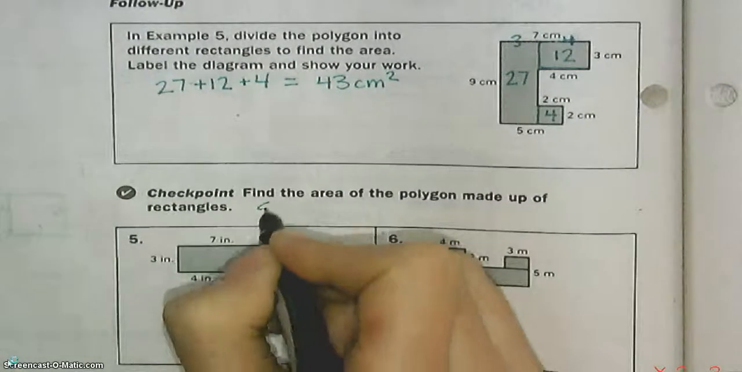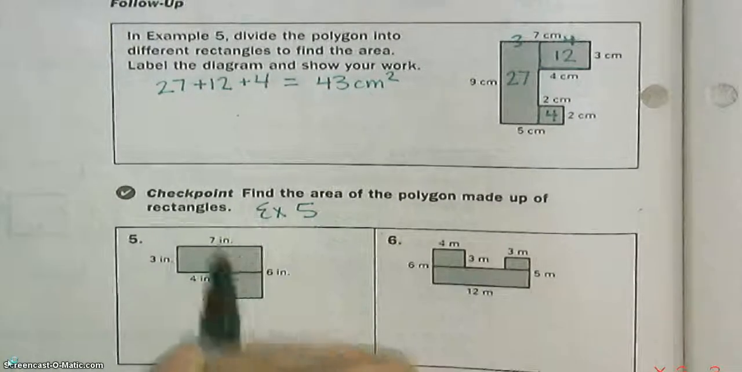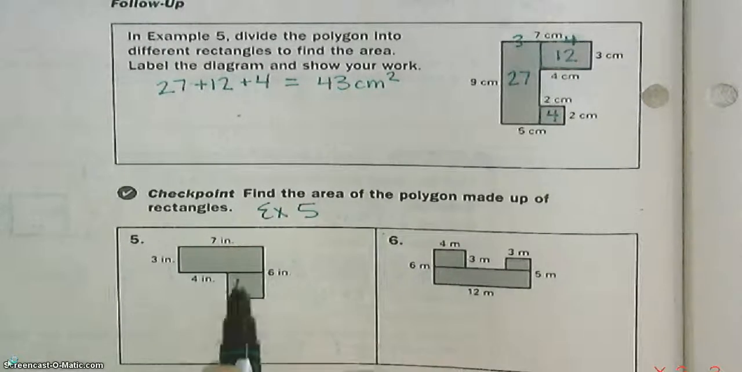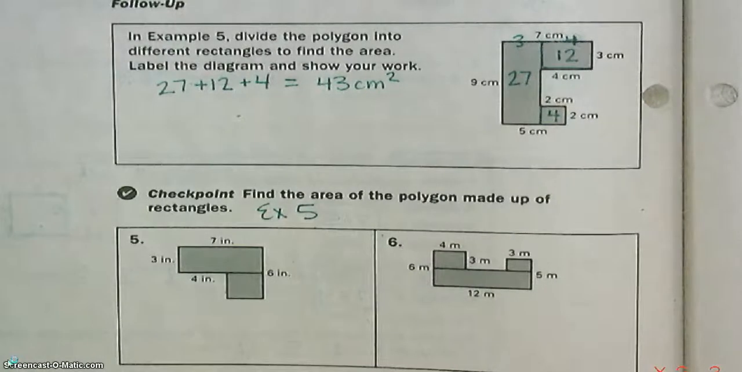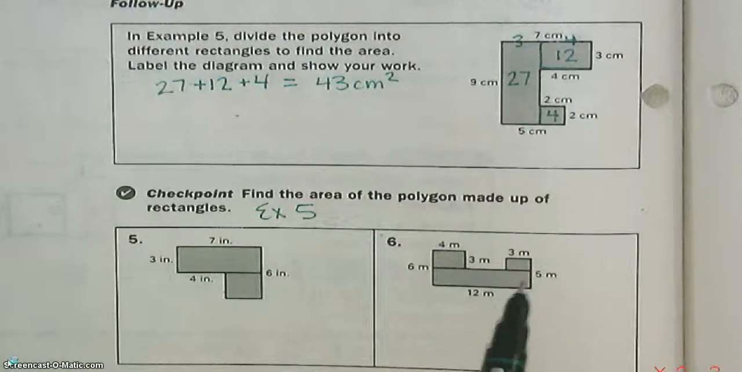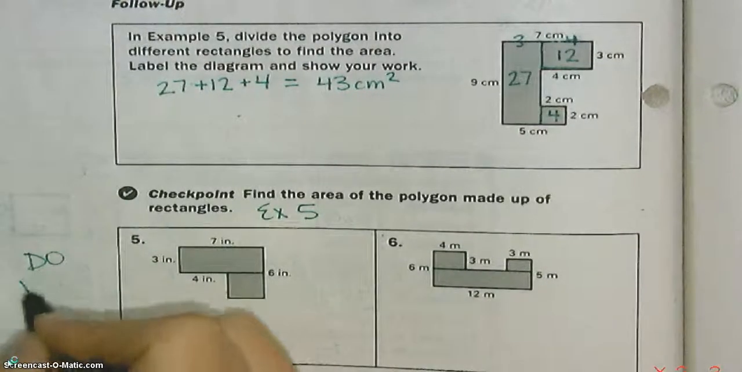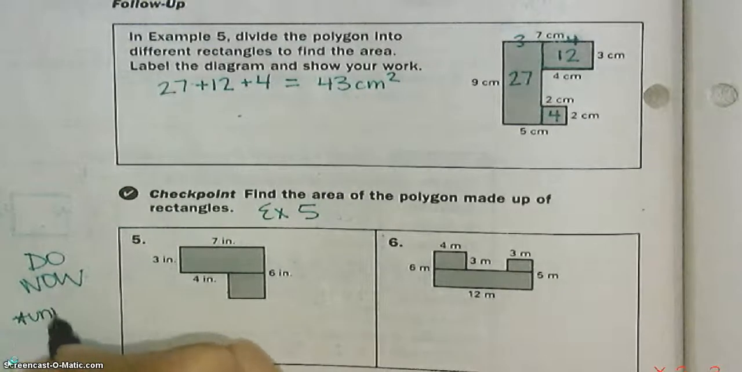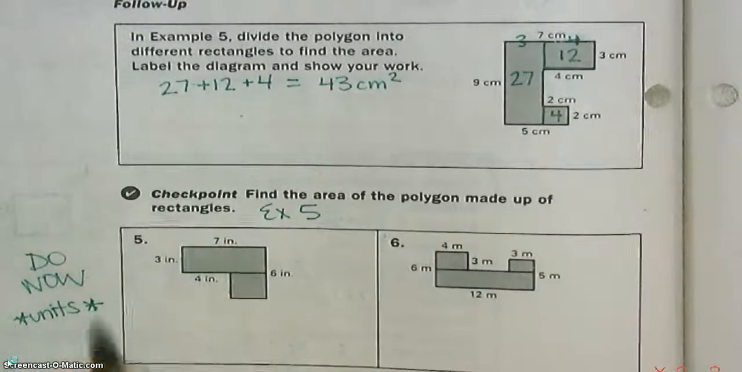All right, so use example 5. Find this area, and then add them together. Find this area, and this area, and add them together. Do this now. And don't forget units. Remember, your units are always squared when you're doing area.